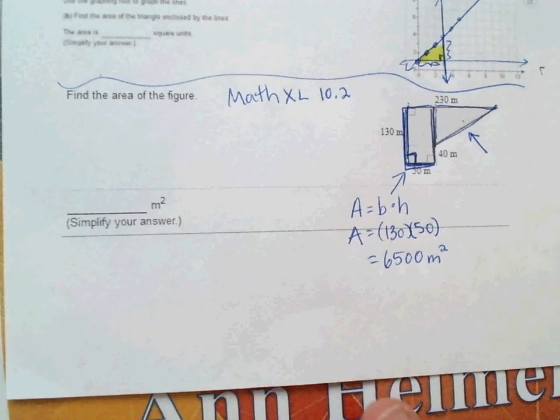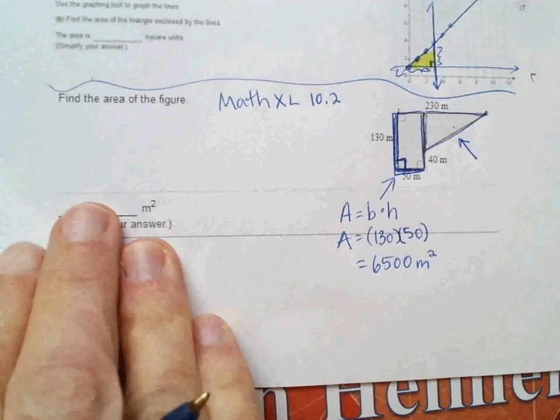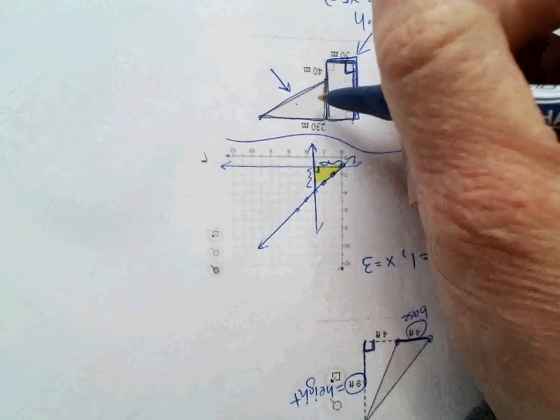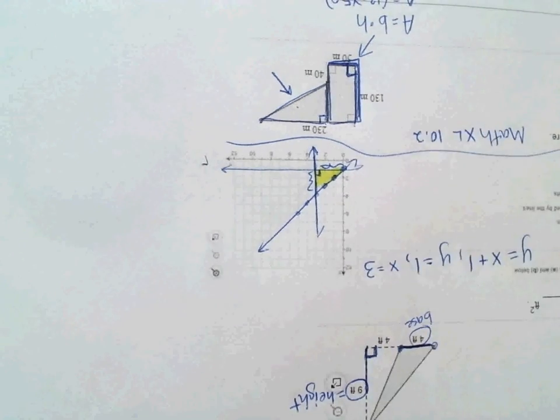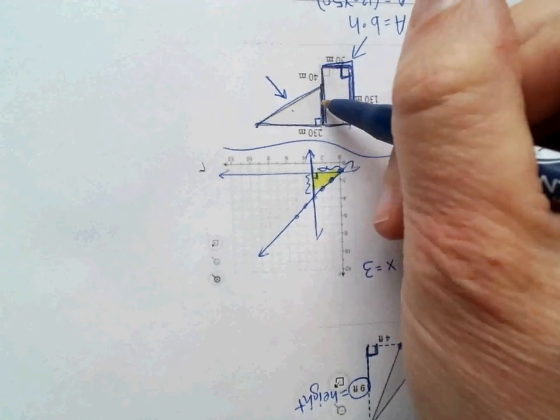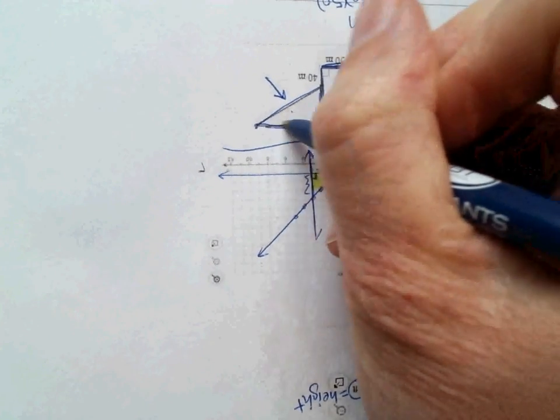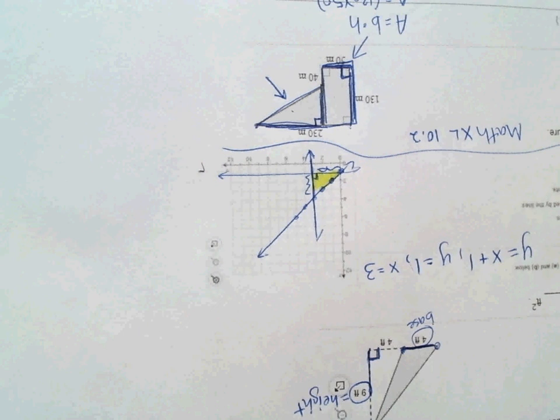And now I have to add in the area of the triangle. So I'm actually going to rotate the paper 180 degrees so I can look at the triangle with a height right here. And when I do that, I see that that height sits on this side for a base. So that's why that's useful to do.